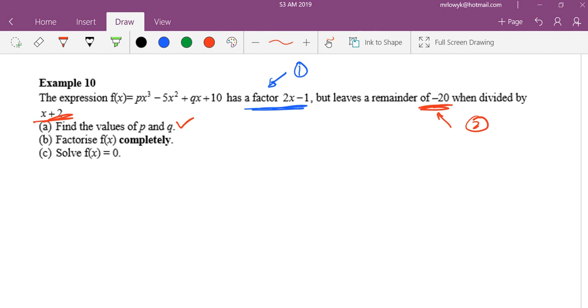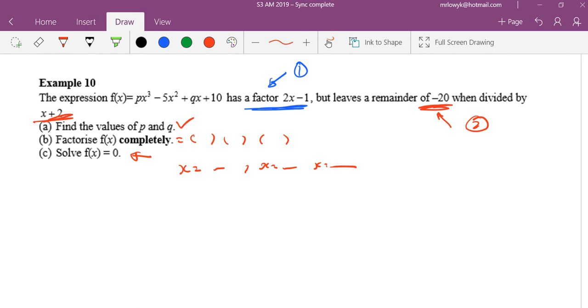Next one. Factorize, able to do? We have done it in the previous page. So factorize means I want to have somewhat like that. Am I correct? Again, another 3 marks. This one, solve, can do? Can. x equals to blah, x equals to blah, x equals to blah. Am I correct?